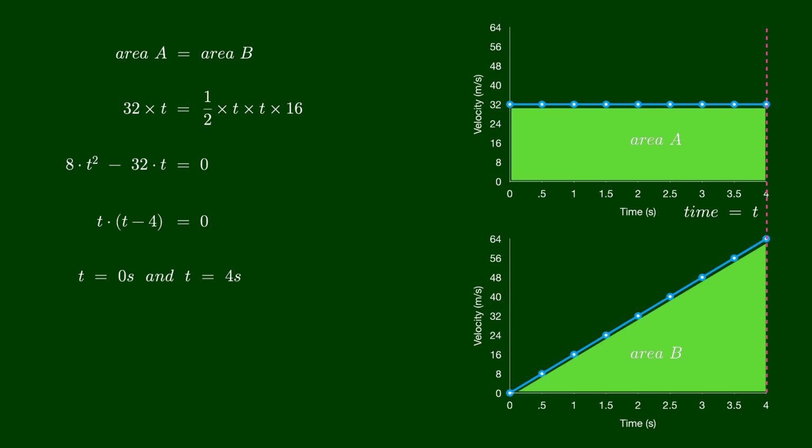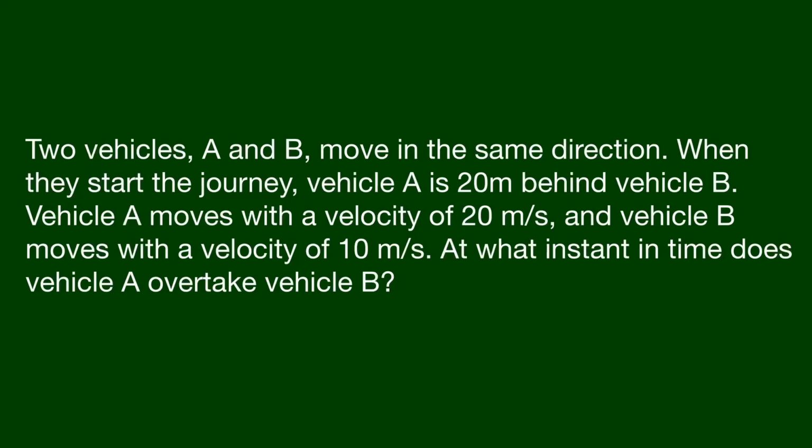Let's move on to the next problem. Two vehicles, A and B, move in the same direction. When they start the journey, vehicle A is 20 meters behind vehicle B. Vehicle A moves with a velocity of 20 meters per second, and vehicle B moves with a velocity of 10 meters per second. At what instant in time does vehicle A overtake vehicle B?